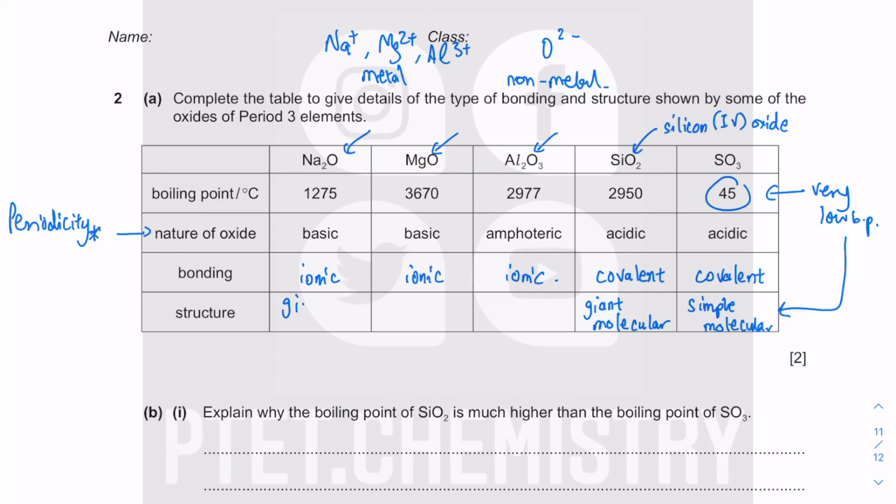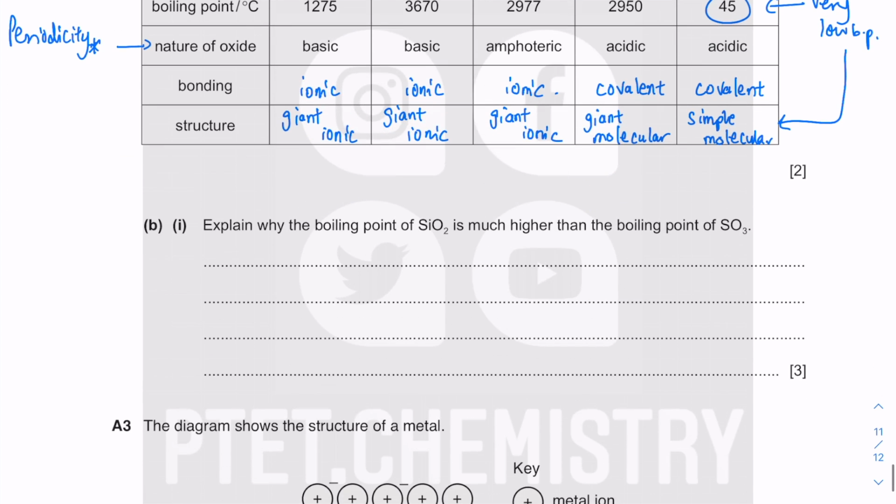So this is giant ionic, this is giant ionic. It seems redundant, but I would imagine that if you write giant and simple, they would have been alright as well, because they would imply giant ionic, giant ionic, giant ionic, giant covalent, simple covalent. But it doesn't hurt to explain it a bit better. SiO2, as I mentioned, is your case study. SO3 is something you might not have seen before, but sulfur is in group 6.